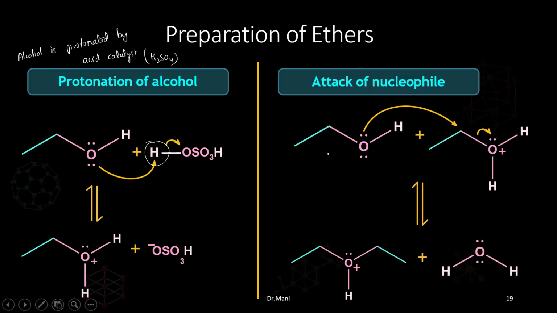Next one, the attack of the nucleophile. So there will be a second molecule of the alcohol that acts like a nucleophile. Nucleophile means it should be negatively charged. So the other one will act like a negative charge and this will be attacking this protonated alcohol. Whatever this alcohol is, this protonated alcohol is attacked by this. So you can see here. Understood?